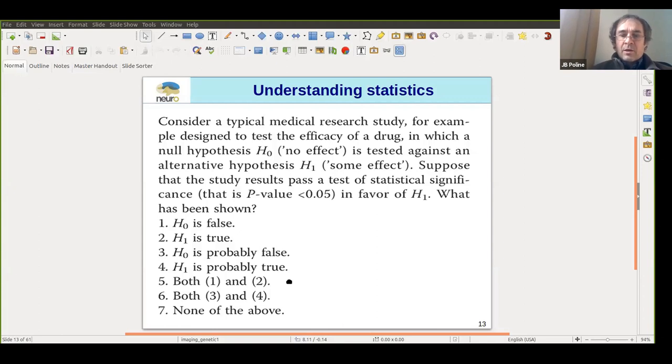The question is, you have a typical medical research study in which the null hypothesis of no effect of a drug is tested against the alternative H1 that there is some effect. And suppose the study results pass a statistical test, a significance of P less than 0.05 in favor of H1. What has been shown? Please take one minute to think quickly about what has been shown. Is it 1, 2, 3, 4, 5, 6, or 7 as the answers on that poll?